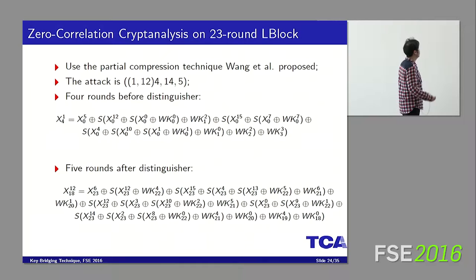For the zero correlation attack on LBlock, we use the key compression technique on LBlock proposed at ISPEC 2014. The attack is like this. The input active nibble of the distinguisher can be represented by plaintext and key nibbles as follows. The output active nibble of the distinguisher can be represented by ciphertext and key nibbles as follows.